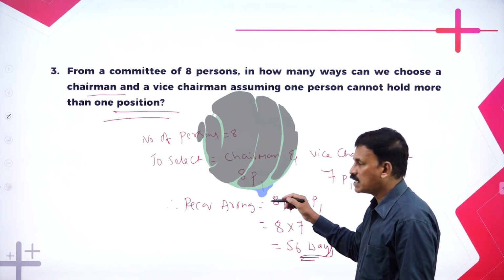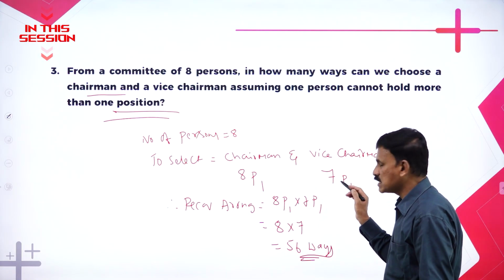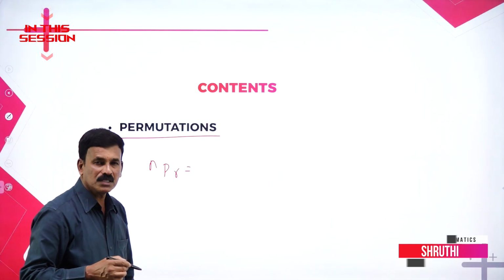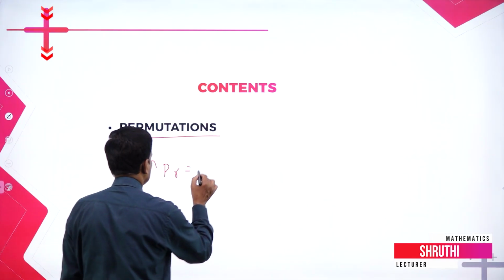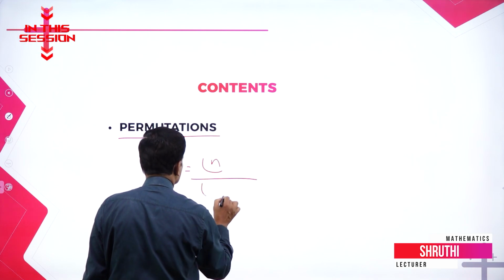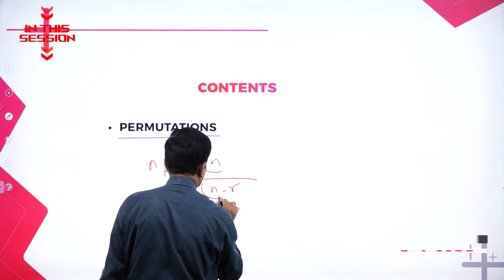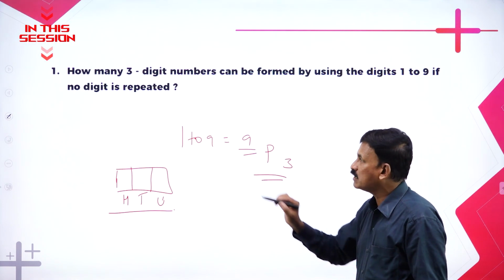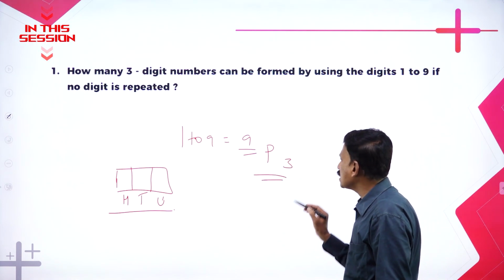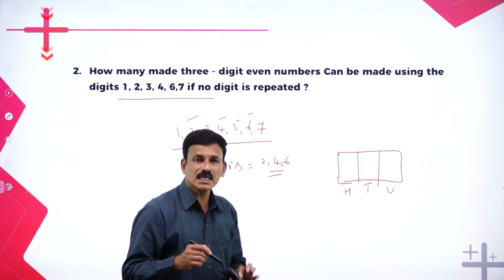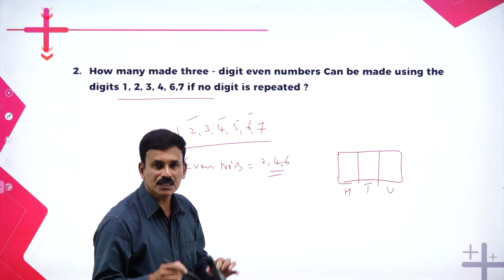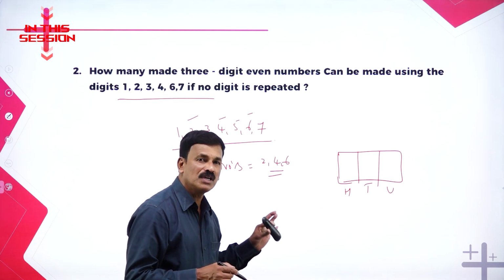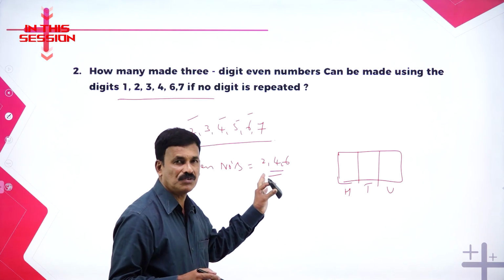If one chairman is selected, then the remaining 8 minus 1 is 7, P1 is a vice chairman. So the permutation of n different things taken r at a time is given by nPr is equal to n factorial divided by n minus r factorial. The arrangement of 9 numbers taking 3 at a time is a given problem, that is nothing but 9P3. Since the required number is an even number, therefore the unit place can be filled by any one of these 3 even numbers.